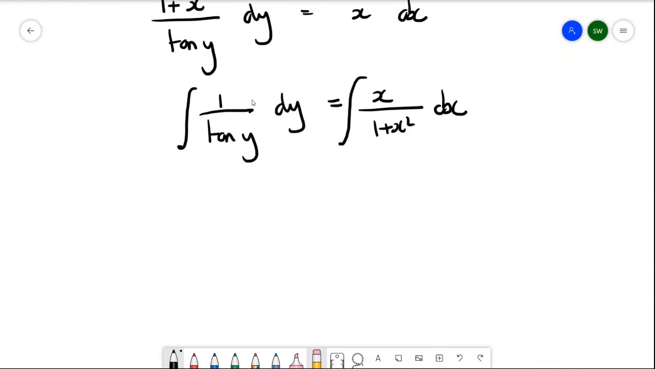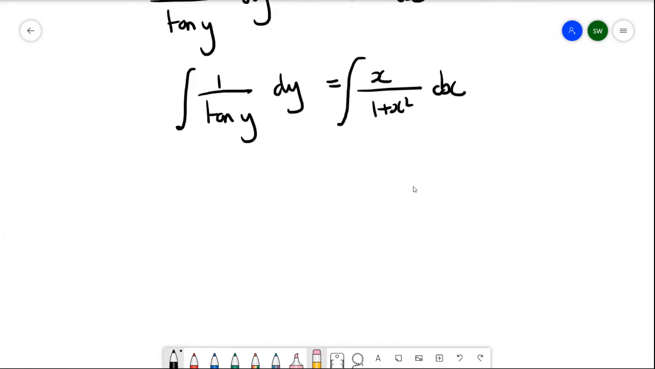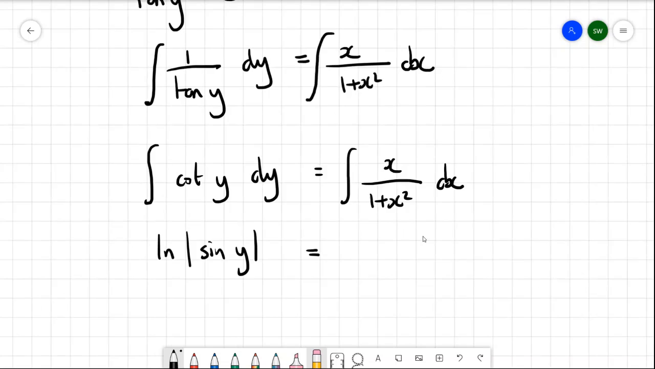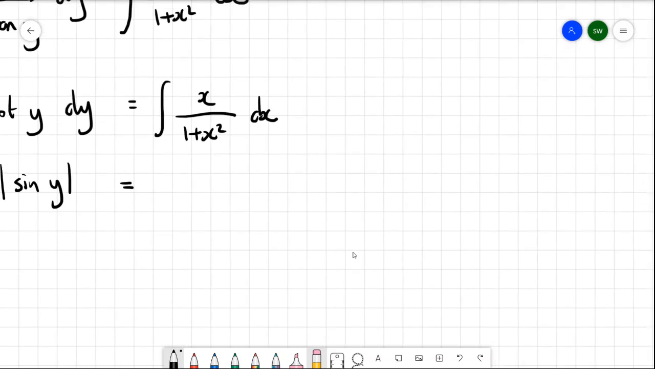We need to integrate the left hand side with respect to y and the right hand side with respect to x. On the left hand side I've spotted that 1 over tan y is cot y. And cot y is a standard integral that we know. We've seen that in a previous section. The integral of cot in your formula book is log of sine, and in this case it's log of sine y.